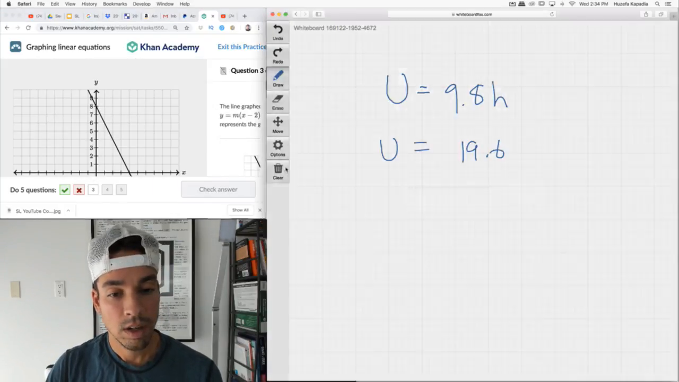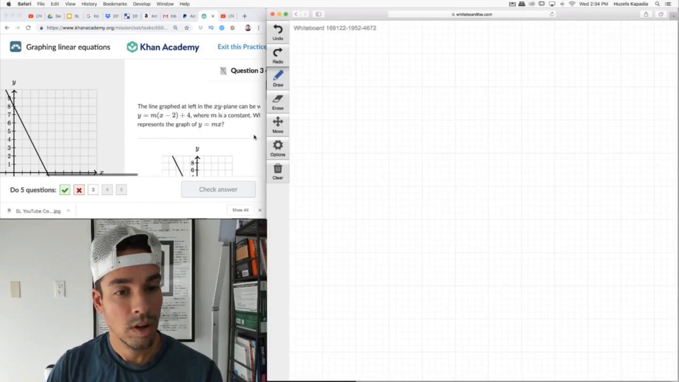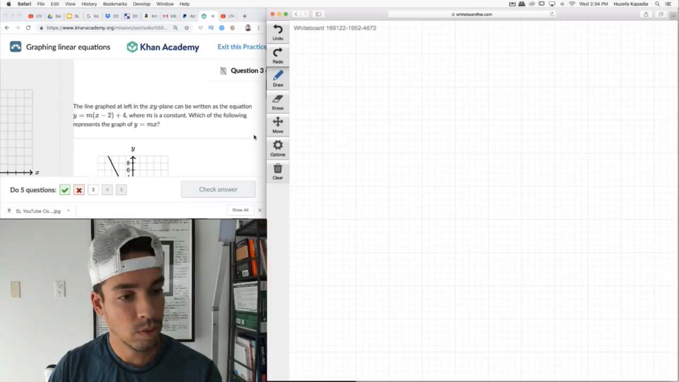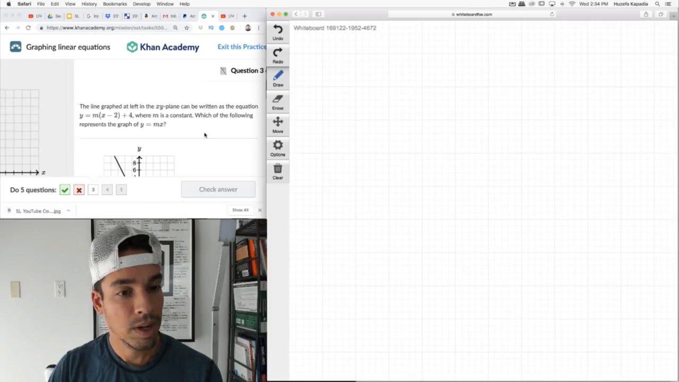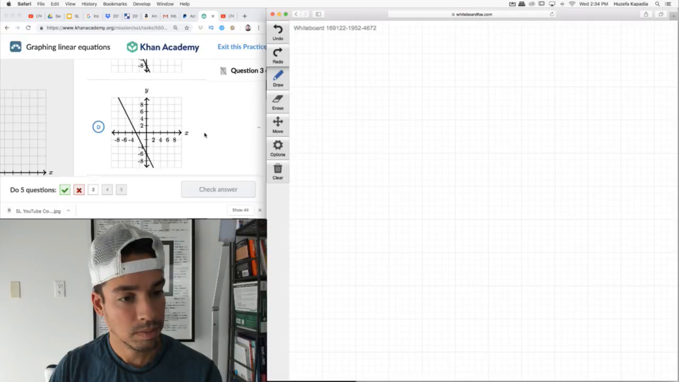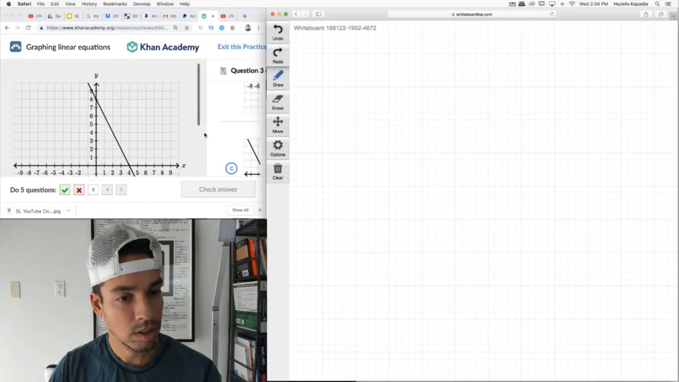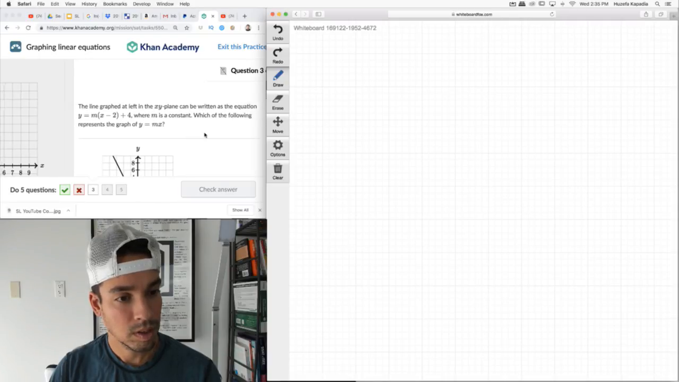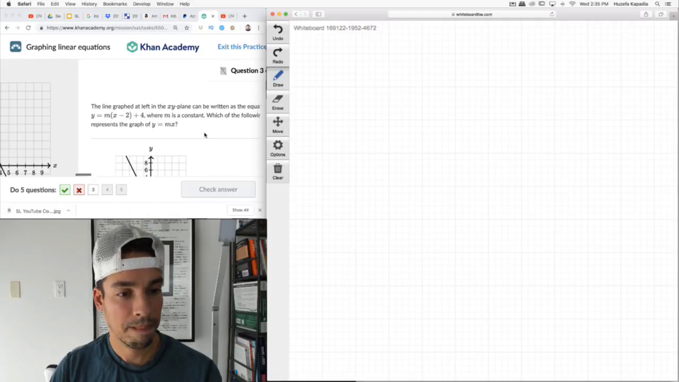All right, next question. The line graph at the left in the xy plane can be written as the equation y equals m times x. Which of the following represents the graph of y equals mx? All right, so let me see. Oh, wait, hold on. Let me read that again. And we've written as the equation. Got it. Okay.